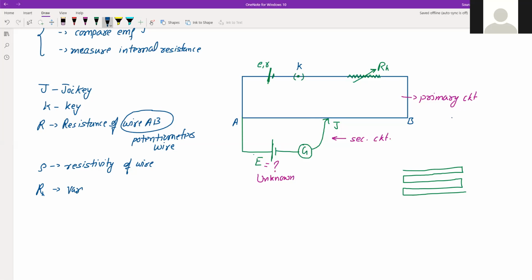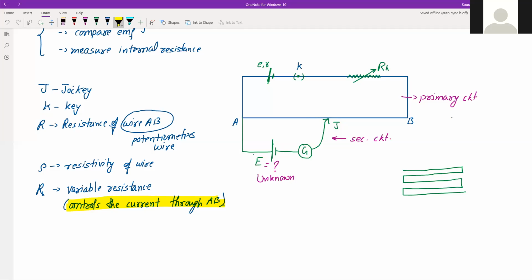Now, what does this variable resistance do? It is responsible for controlling the current through wire AB. Because if you increase the resistance, current decreases. You decrease the resistance, current increases. So it controls the current through the wire AB. That is the purpose of this variable resistance.